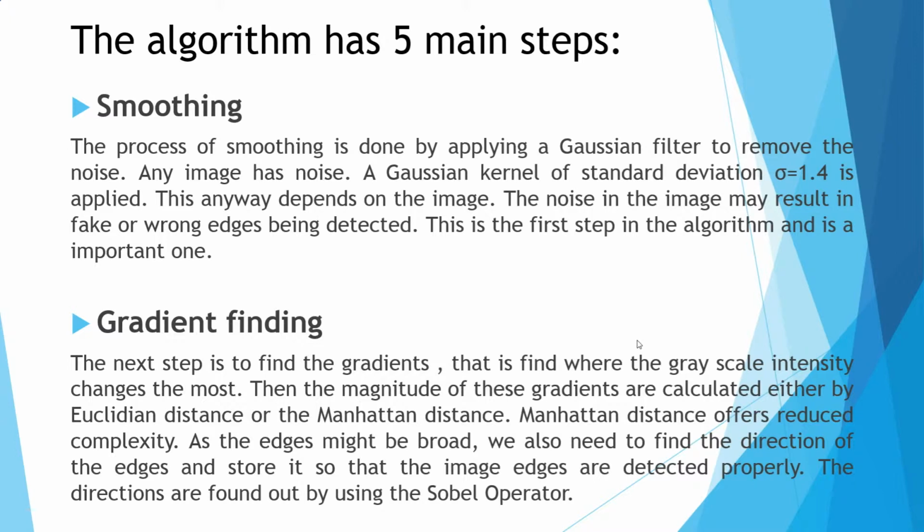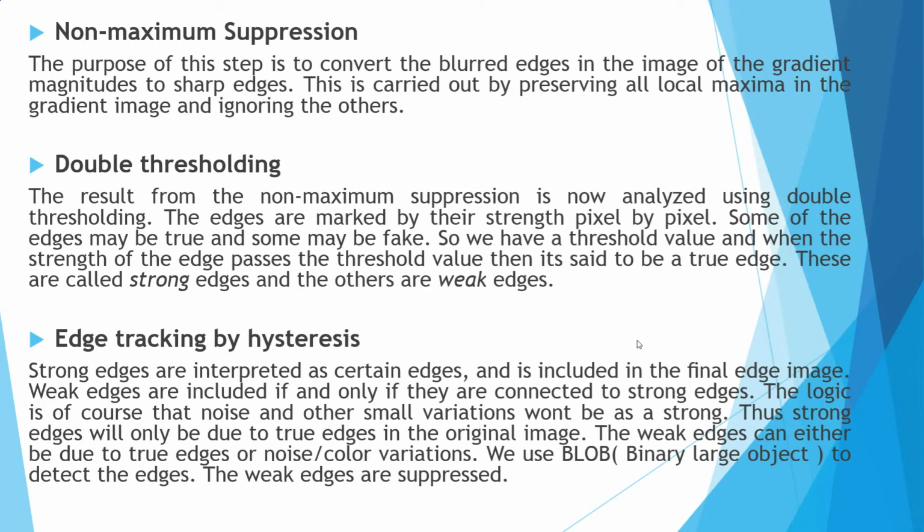Gradient finding. The next step is to find the gradients, that is, find where the grayscale intensity changes the most. Then the magnitude of these gradients is calculated either by Euclidean distance or the Manhattan distance. Manhattan distance offers reduced complexity. As the edges might be broad, we also need to find the direction of the edges and store it so that the image edges are detected properly. The directions are found by using the Sobel operator.